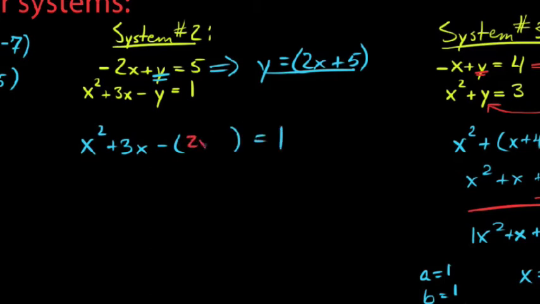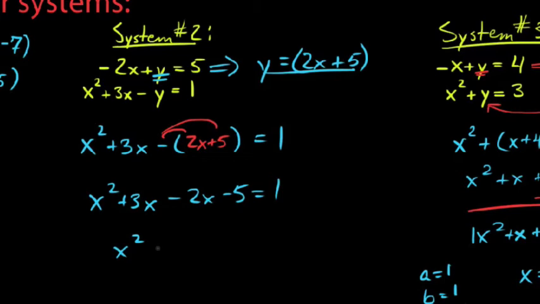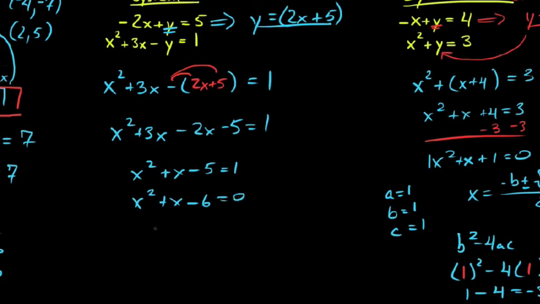So we say 2x plus 5. Notice that I put parentheses around that, again, because we have to distribute our negative. We get x squared plus 3x minus 2x minus 5 equals 1. And combining like terms, we have x squared plus x minus 5 equals 1. Setting this equal to 0, we have x squared plus x minus 6 equals 0.